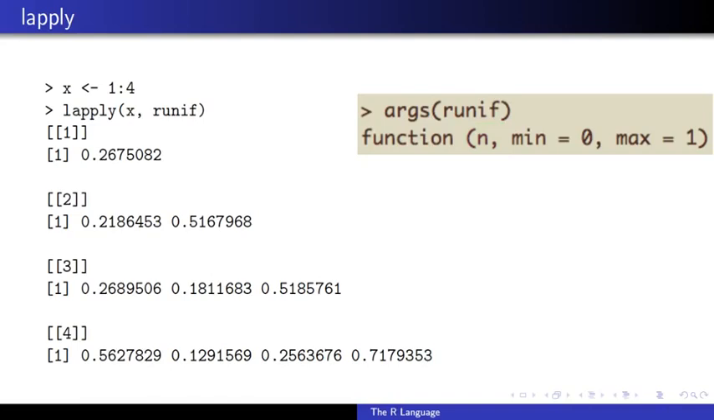So what I'm going to get is a list where the first element is a single random uniform. The second element is going to be a vector of 2 random uniforms. The third element is going to be a vector of 3. And the fourth element is going to be a vector of 4 random uniforms. And if you know the runif function, you'll know that it has other arguments beyond the number of uniforms to generate, but those other arguments have default values, so I don't need to specify them.